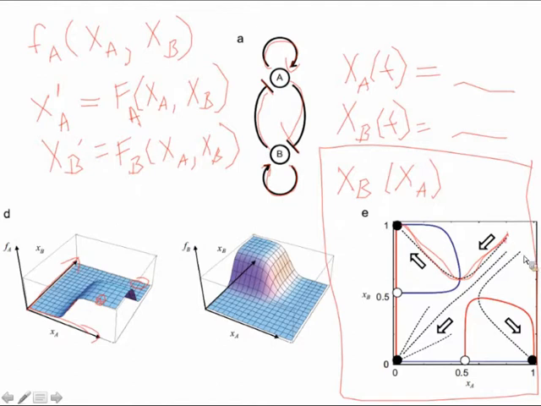If we start over here, as X sub B decreases from this number to zero, X sub A first decreases, and then it increases again. So those are two possible trajectories. A third trajectory is both X sub A and X sub B decreasing. So depending upon your initial conditions, there's lots of different choices that one can have.